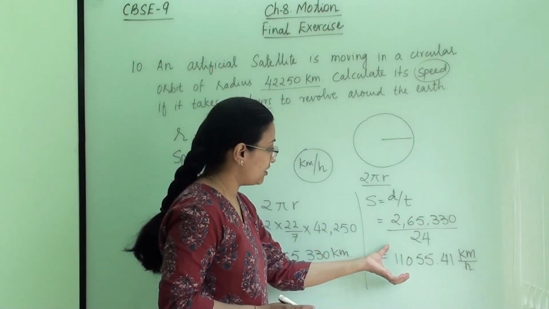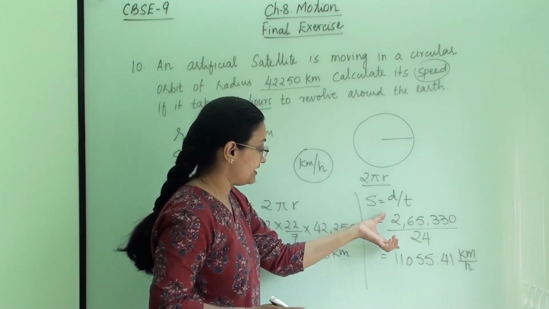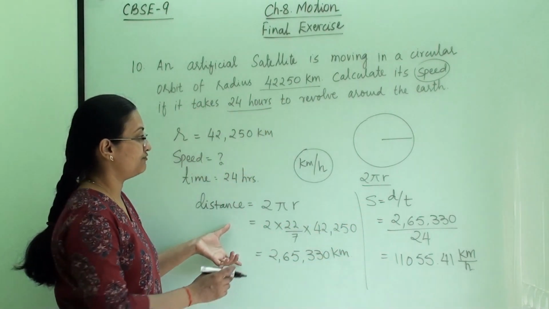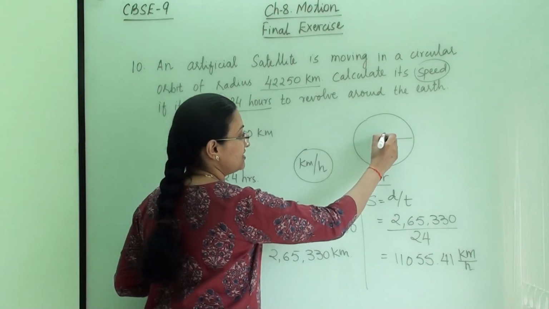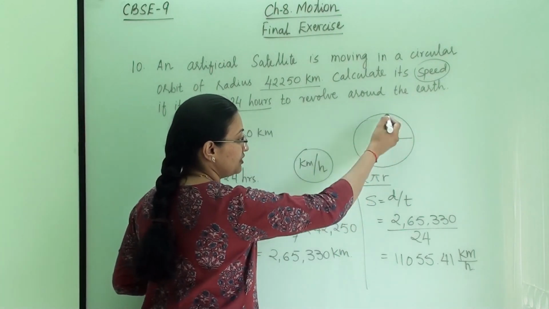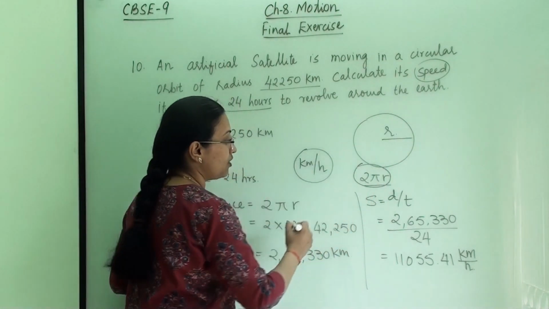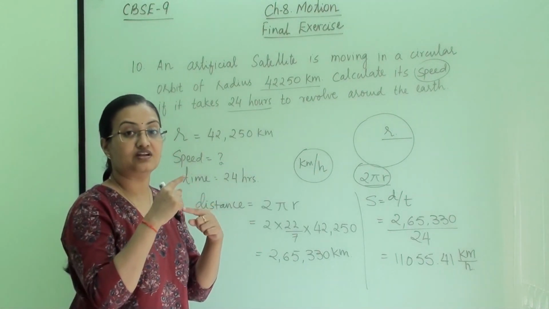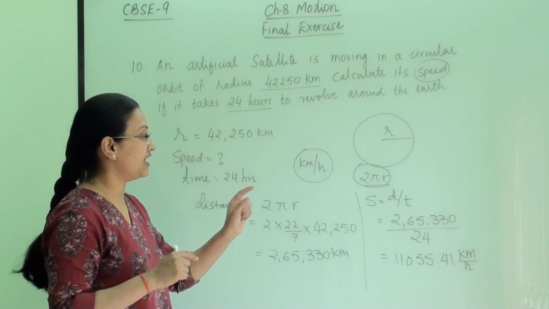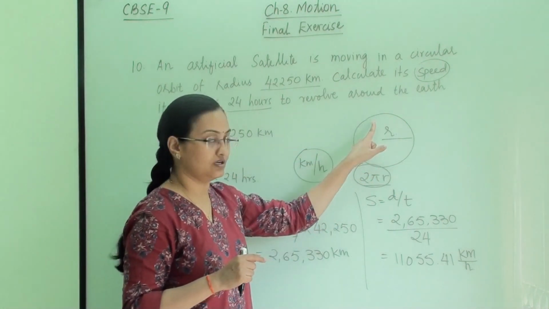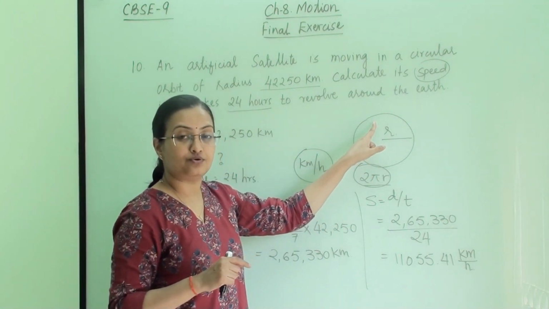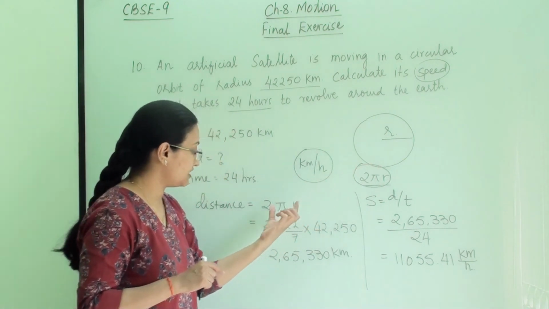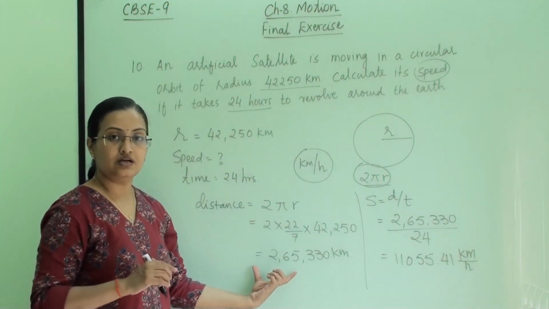This speed we got from distance divided by time, and the distance we got from the radius they have given us, since this is a circular path. We got this distance from 2 pi r, because whenever it is circular motion, we have to take the circumference of the circle to find the distance. That is how we found the distance here.